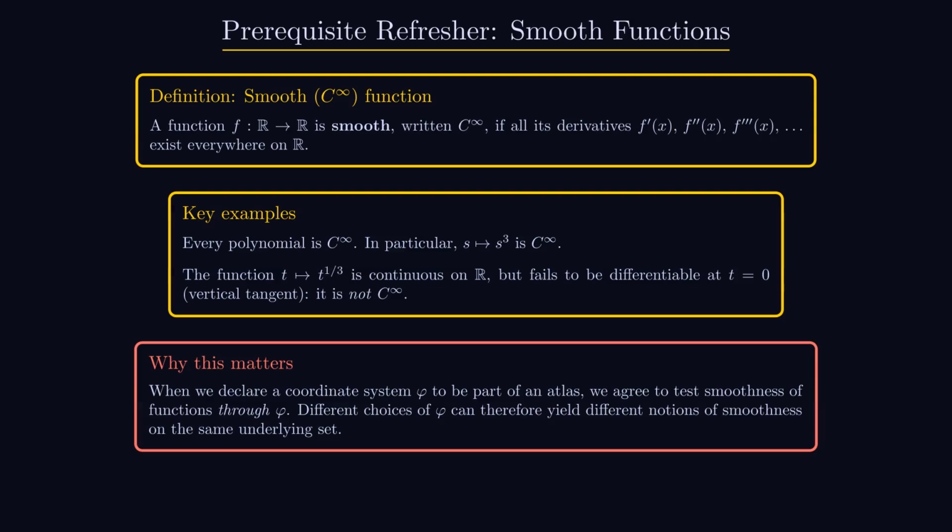When we declare a coordinate map phi to be part of an atlas, we are making a specific claim. A function on R is smooth if and only if its expression in the coordinate phi is smooth. Choosing a different phi changes the criterion and therefore potentially the collection of functions that qualify as smooth. The specific pair of functions just named, s cubed and t to the 1/3, will reappear later. They are the two transition maps whose smoothness determines whether our two atlases are compatible.